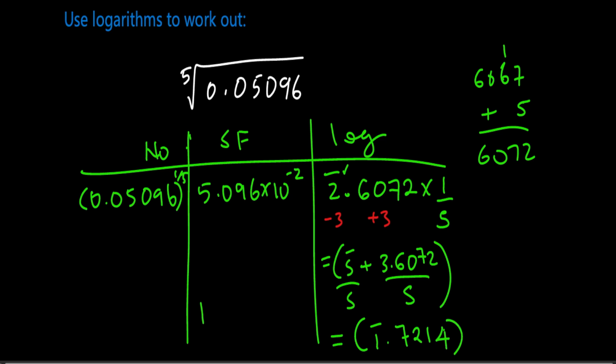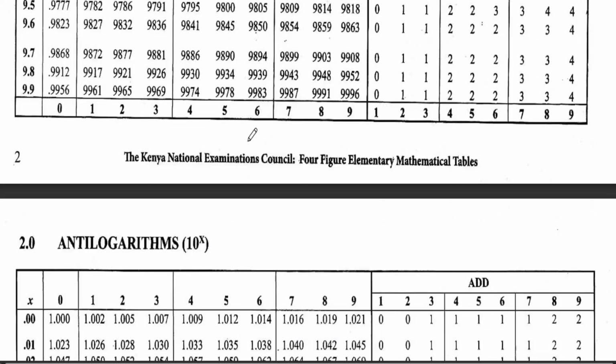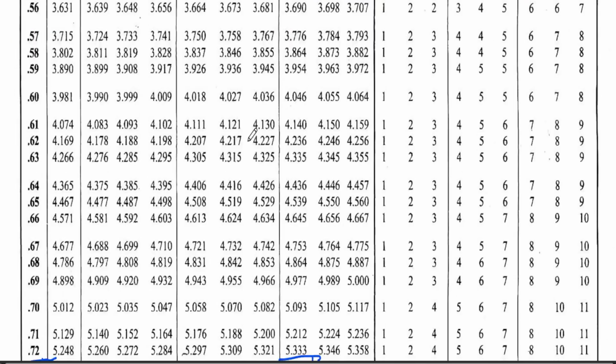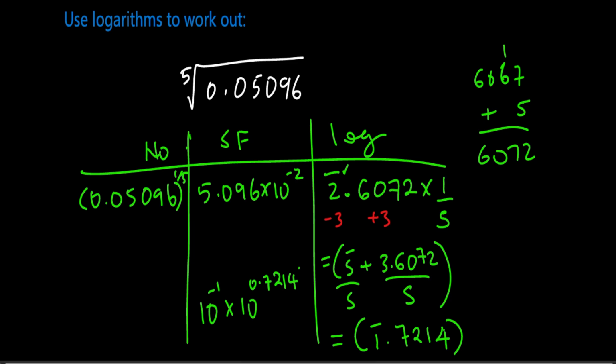So again, we write 10 to the power negative 1 times 10 to the power 0.7214. Now let's search for 0.7214, 0.72, choose this, and that is supposed to be 7.73144.